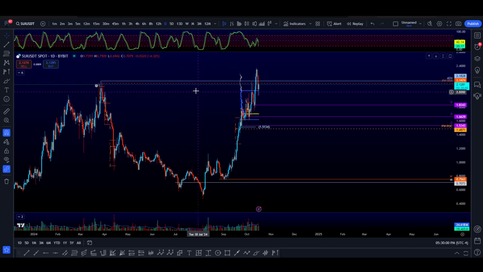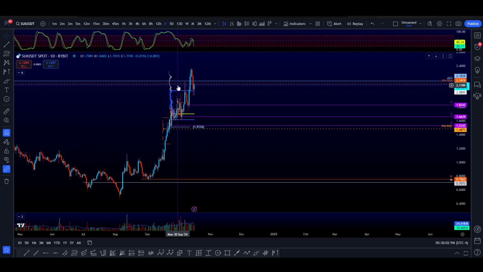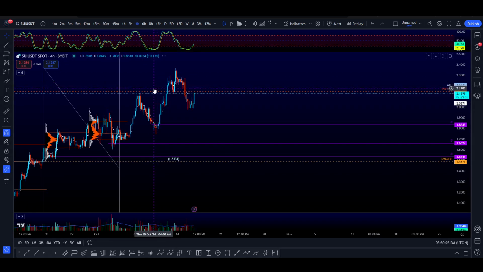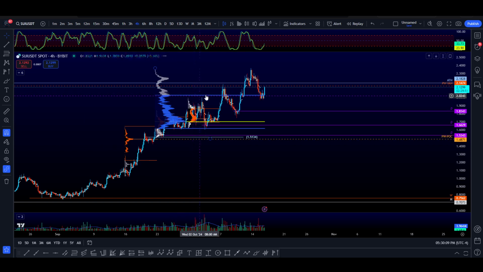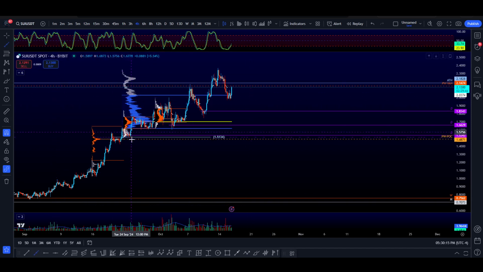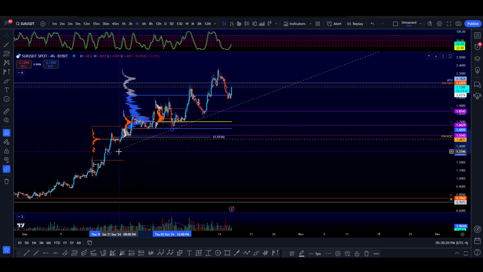So what we can tell from what's happening right now is that we've had a failed auction. Price attempted to trade above the previous all-time high before getting rejected. Now we are trading below the all-time high. Now this is a very strong project in general. As you can see here, if I draw this trend line, we'd have numerous bounces off this trend line.